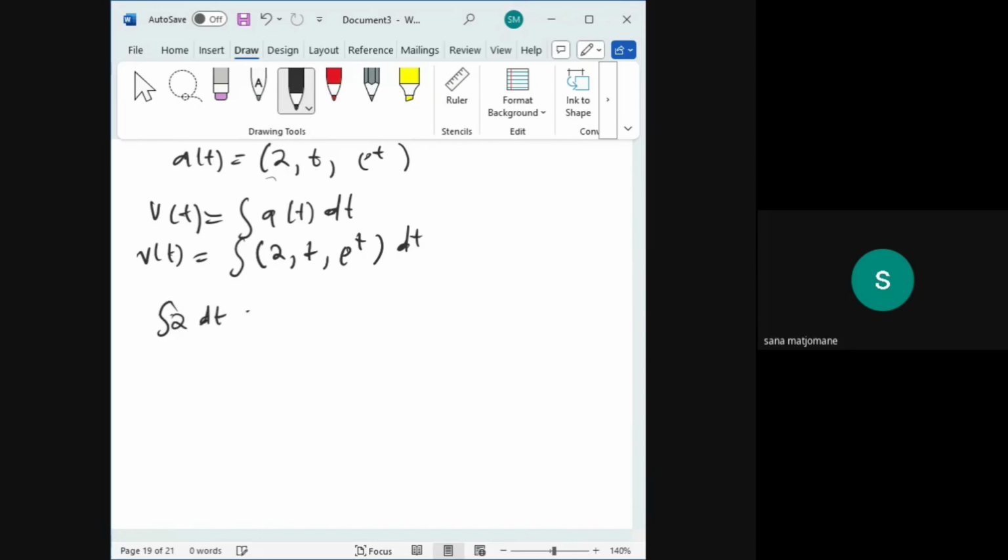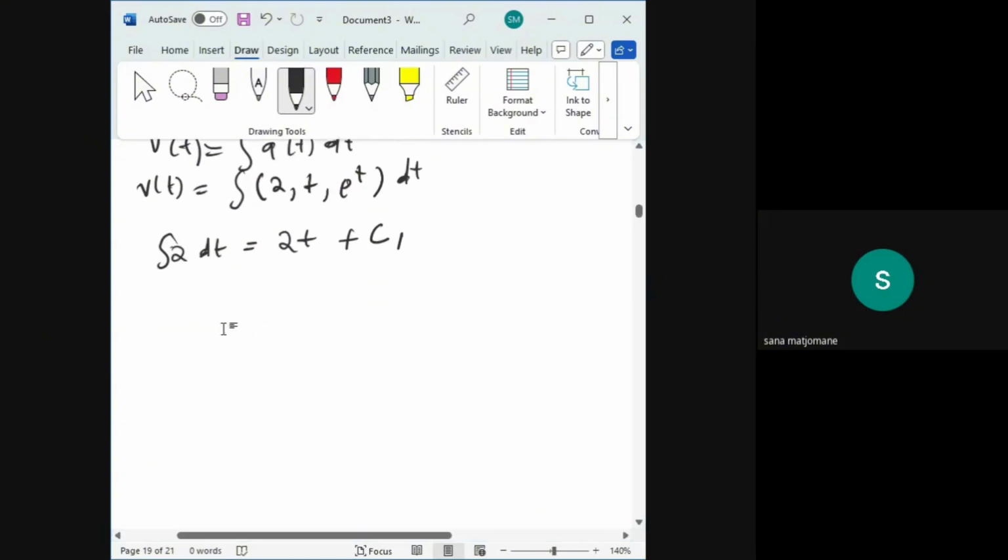What's the integral of 2, guys? 2t. What's missing? This is an indefinite integral. It doesn't have boundaries. So what do I need? Plus c. But I have to say c1. Why am I saying c1? I have 3 components there because every component must have its own constant, right?